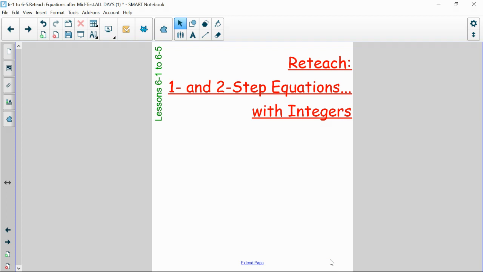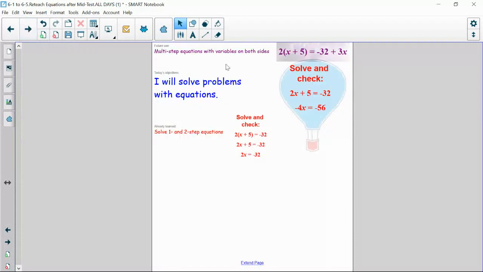Mrs. Oliver here with our reteaching of 1 and 2-step equations, but we are going to focus on having rational coefficients with them. So remember, 1-step, there's only one operation. 2-step, there's also an addition or subtraction with a multiplication or division problem.